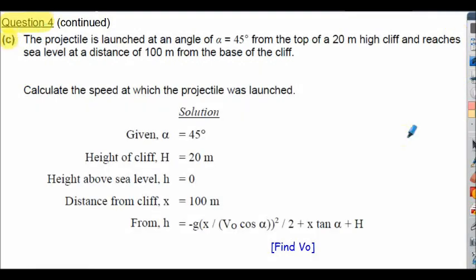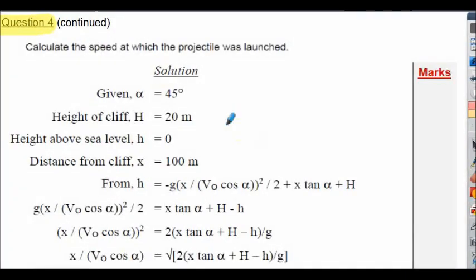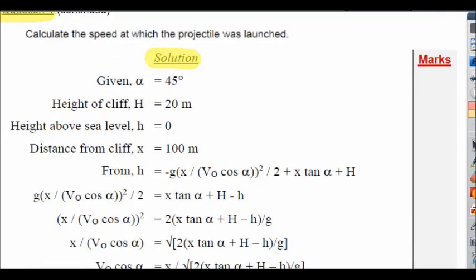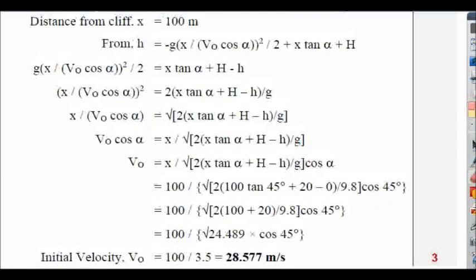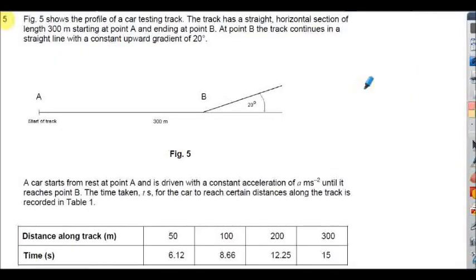Question 4, part C, solution. I have to now find V0. Question 4 is the full work solution. Question 5, this is the question I left for you to work through at your own pace.